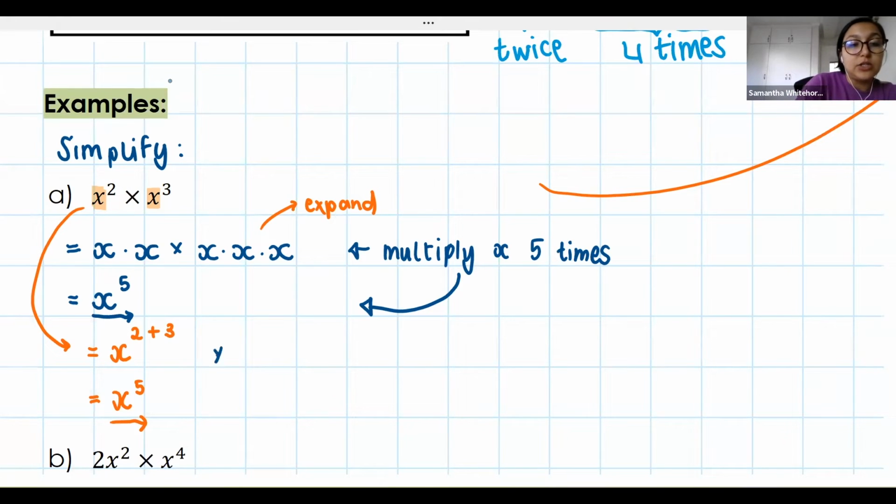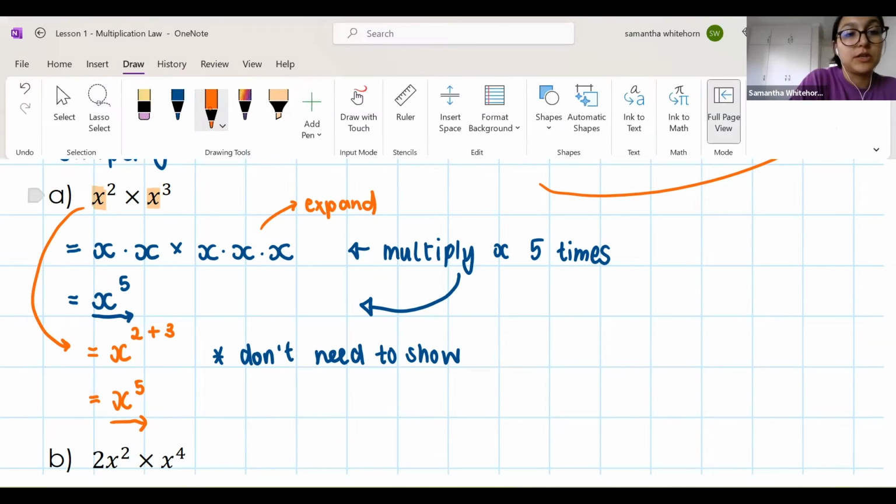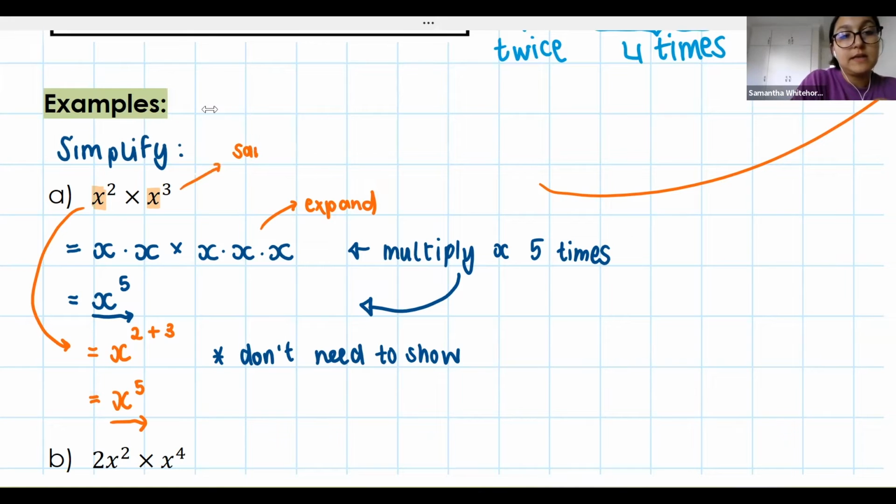Now, you don't need to show this step over here, so you don't need to show the 2 plus 3. You are welcome to go straight to your answer. I'm just going to write it down so that you can see very clearly why I'm getting the answers I'm getting. So here, because we had the same bases of x, we could just go and add the exponents. I'm just going to add a little note for ourselves here: same bases, therefore, we can add our exponents.